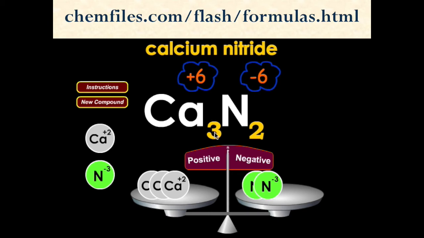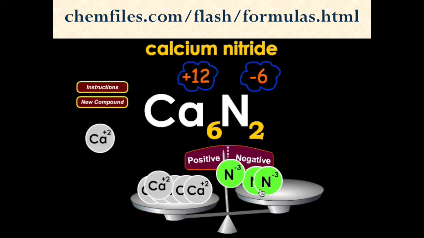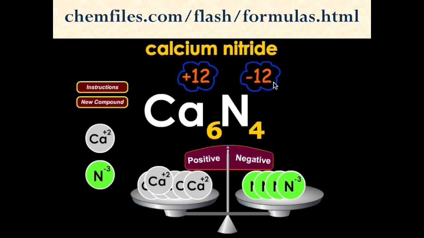And we did that by adding subscripts here to represent the number of calcium atoms and the number of nitride ions. So this is overall neutral. You notice that we could have done the same thing by piling on 6 calciums and 4 nitrides. We'd have plus 12 minus 12, but that's not the lowest reduced formula. We should always write the formula in its lowest reduced form.